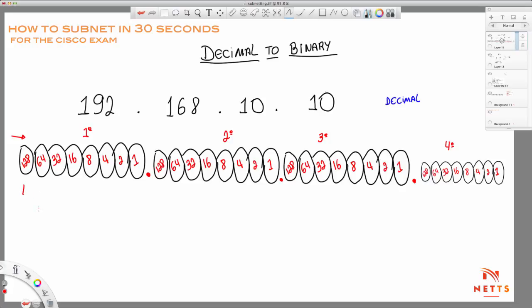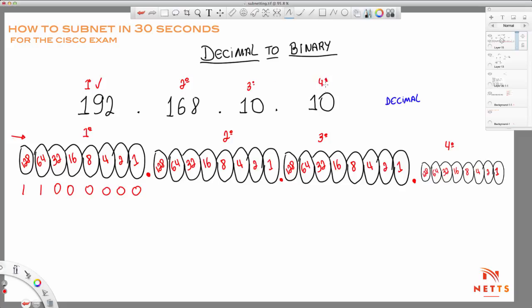128. If I turn on the second bit, I will have 128 plus 64, which is 192. So that was easy: 192. The rest of the bits in here, I will leave as 0 because I got my number. I got the 192. For the second octet, let's say this is the first octet, then the second, the third, and then the fourth octet.